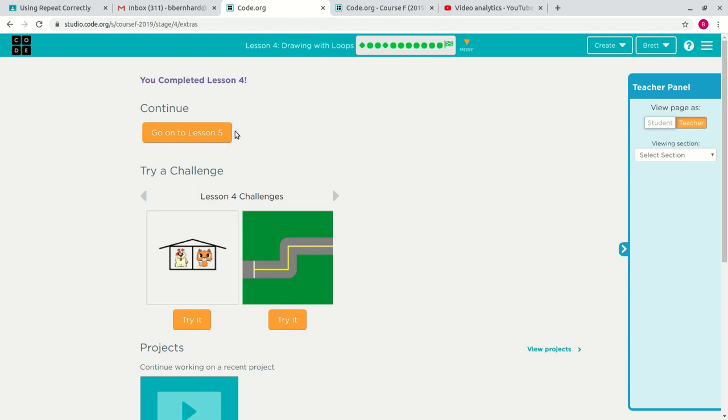And go on to lesson 5. So there you have it, the entirety of lesson 4. I expect everybody to be able to finish lesson 4. Good luck.